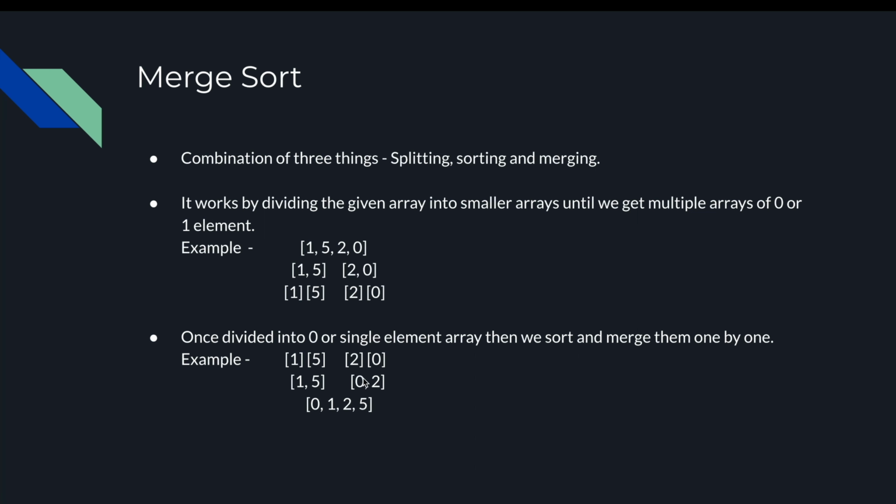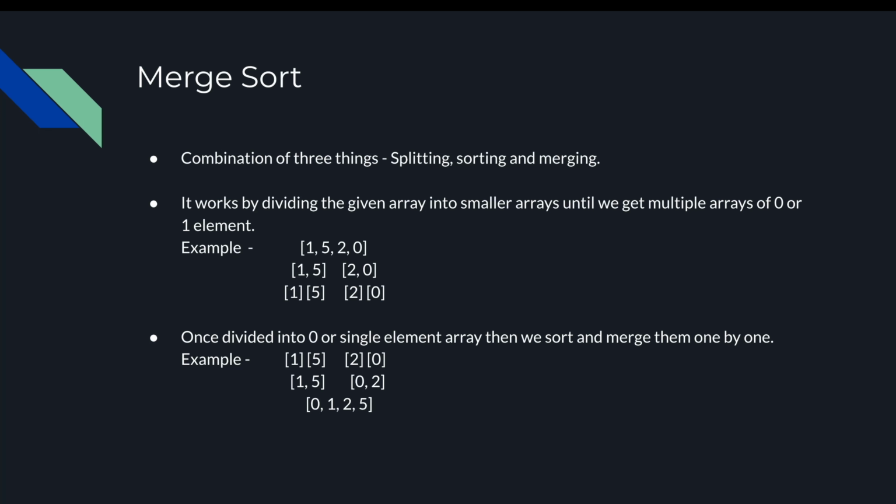Since 1 and 0 are already placed, now we will compare 5 with 2 and we know 2 is the smallest one. Then we will add 2 in our final output and the only element left is 5 now. So we will put 5 at the last. Now this is our sorted array and that's how merge sort works.